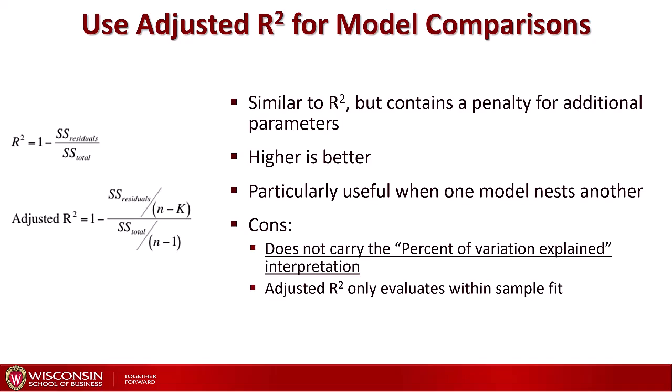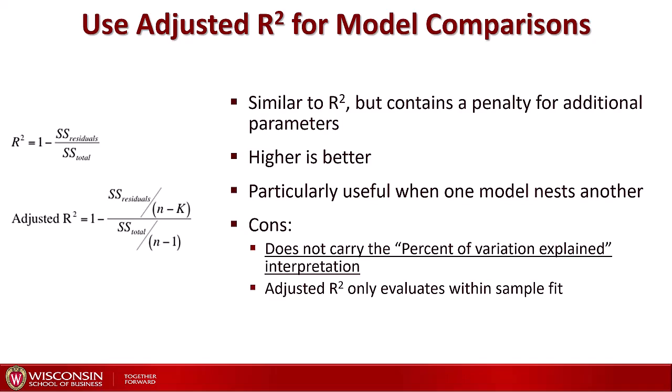Now, there are some cons to using adjusted R-squared. First, it does not have that elegant interpretation of the percent of variation explained. So we shouldn't look at that number and try to interpret it that way. It doesn't really have any intuitive definition at all, actually. It's just a penalized R-squared.